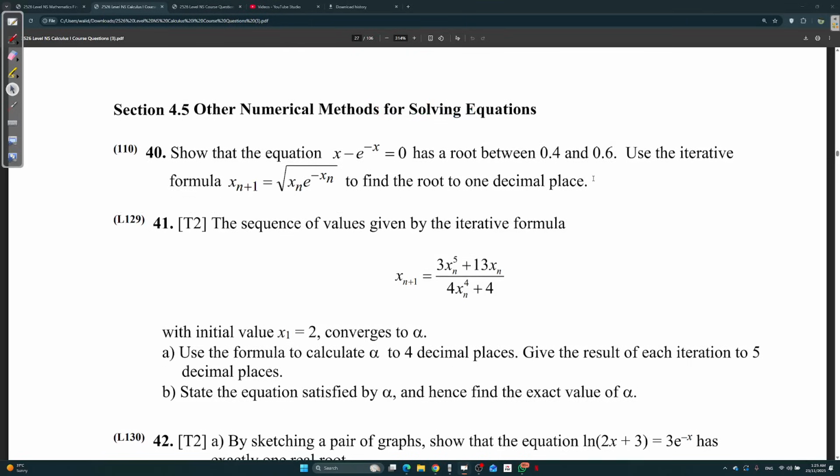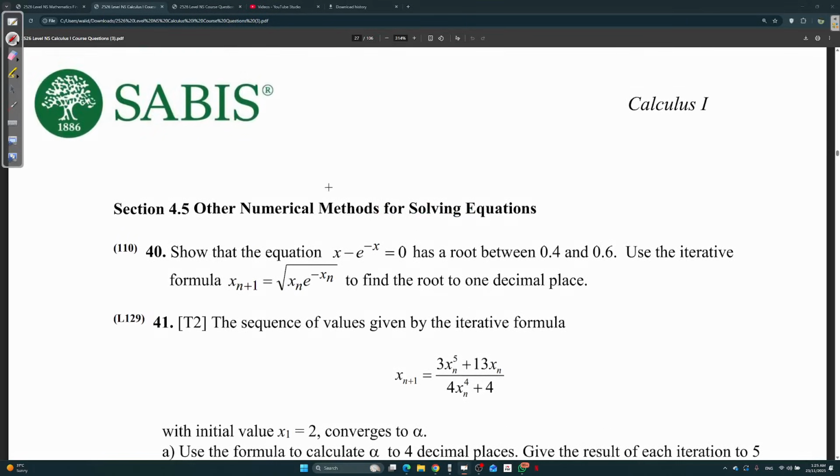Actually, I'm not gonna take it to open board. I'll use the space here. Over here, show that this equation has a root between 0.4 and 0.6. How do we show that it has a root between 0.4 and 0.6? Don't we use that one theorem called the intermediate value theorem, IVT? Doesn't IVT say that if it changes from positive to negative, then there's a root, or negative to positive, then there's a root? Yes. So let's find the function at 0.4.